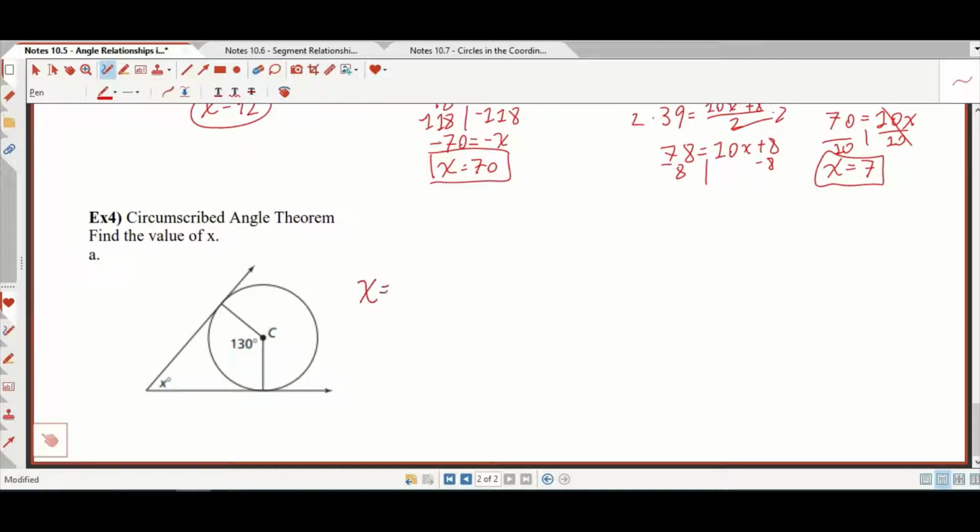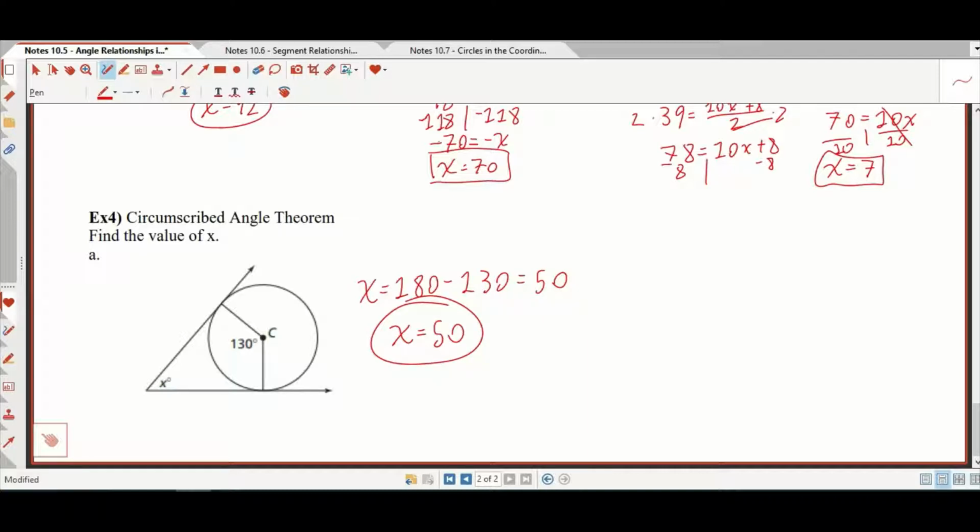That is, x is equal to 360. Oops. X is equal to 180 minus 130, which is 50. So x equals 50 because those guys are supplementary. That's something that we were told up there.